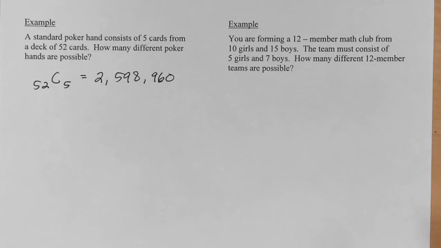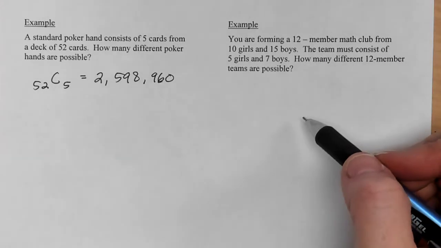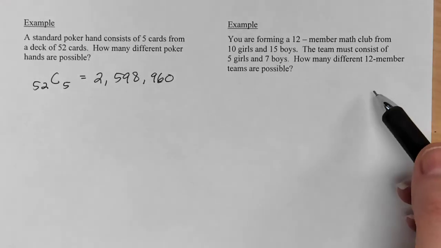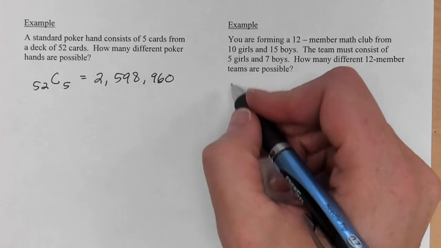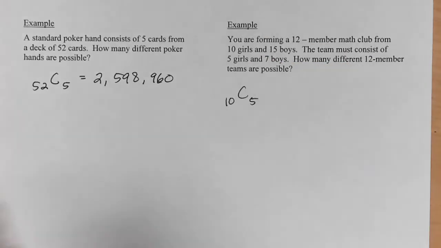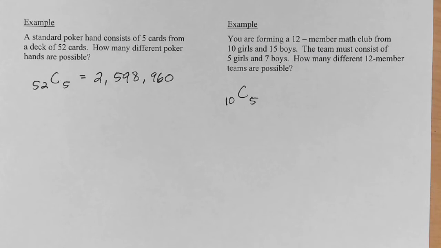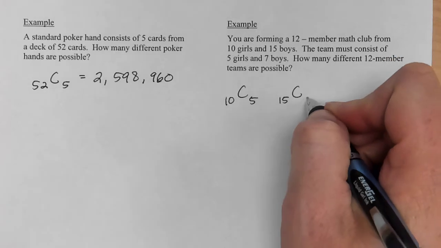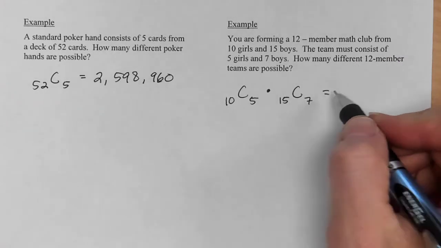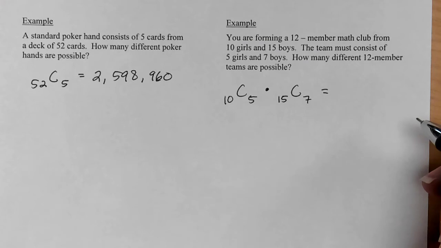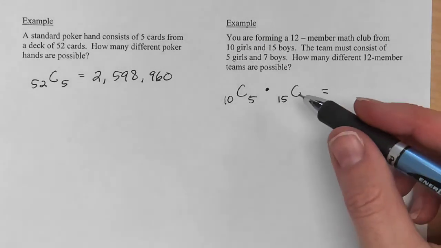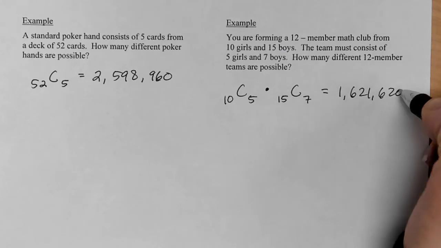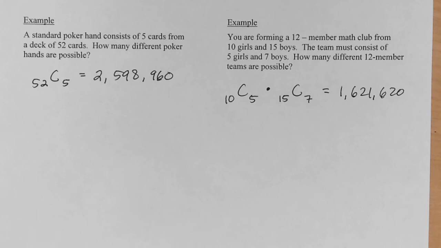You are forming a 12-member math club, and you've got boys and girls to pick from, and the team must consist of 5 girls and 7 boys. So how many different teams are possible? Well, out of the 10 girls, I need 5. And it does not matter how I pick the 5. It doesn't matter who gets picked first or picked last. I just need 5 of them. And then I have 15 boys, and same thing. I need 7 of them, and it doesn't matter how they're picked. There is no benefit to being first or last, so that's why I'm using a C and not a P. And I end up with 1,621,620 different ways for me to make my new math team.